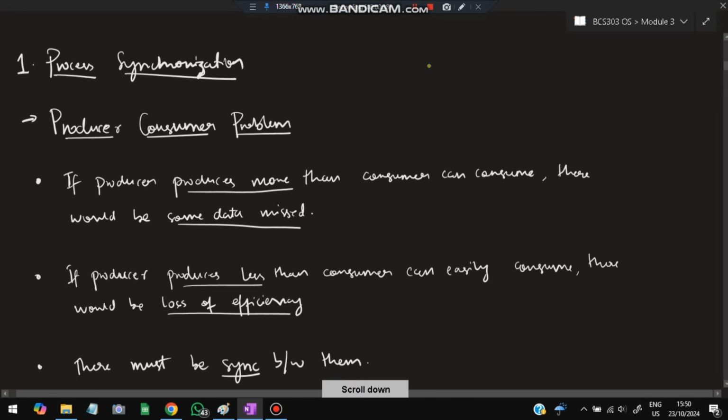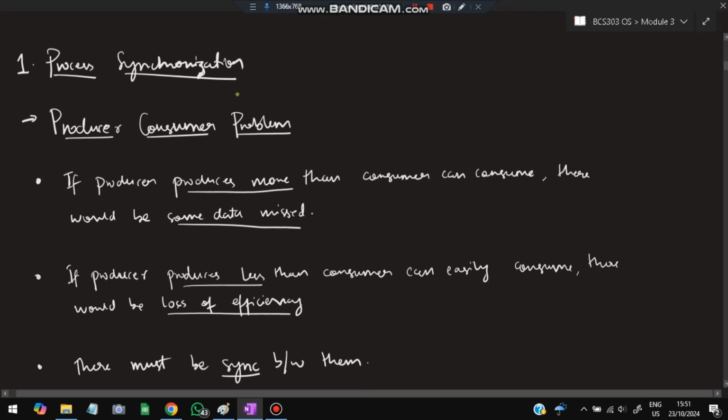So let's get started. The first one is process synchronization. Okay, what is a process? Process is a way of doing things. If you want to do something, that has a process, so that is what is called the process. And synchronization means you will be having a sync between the different processes so that some mistakes don't happen. So that's why we need synchronization.